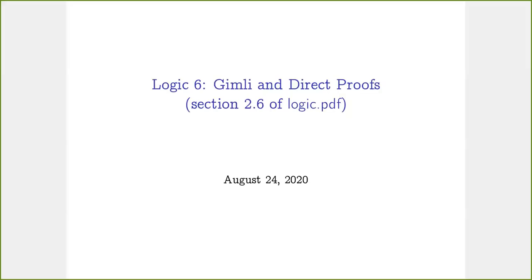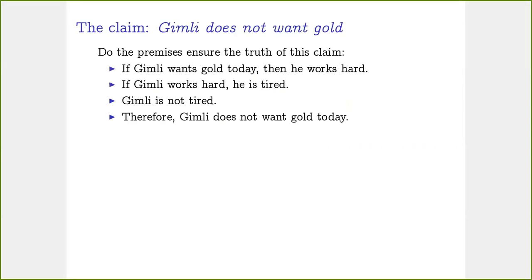Okay, let's see how to apply deductive patterns of reasoning in the context of simple proofs. This is again section 6.6 of logic.pdf. Well, remember from The Hobbit, Tolkien's book, there's a character named Gimli who's a dwarf and he always loves gold. So the claim is Gimli does not want gold.